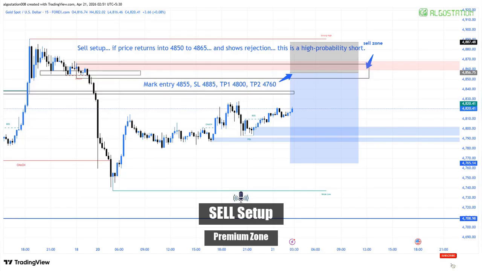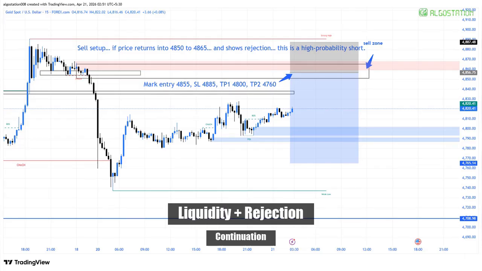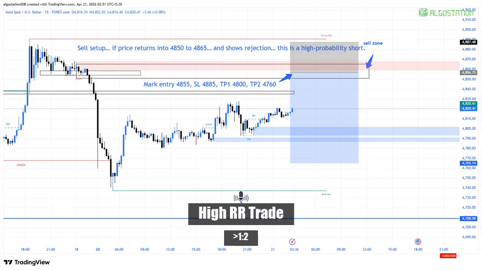Sell setup: if price returns into 4,850 to 4,865 and shows rejection, this is a high probability short. Entry at 4,855, stop loss above 4,885, targeting 4,800 first and 4,760 as extended liquidity. The logic is simple: liquidity sweep, rejection, continuation. That's institutional selling. This setup offers more than 1:2 risk reward, making it a high quality trade.